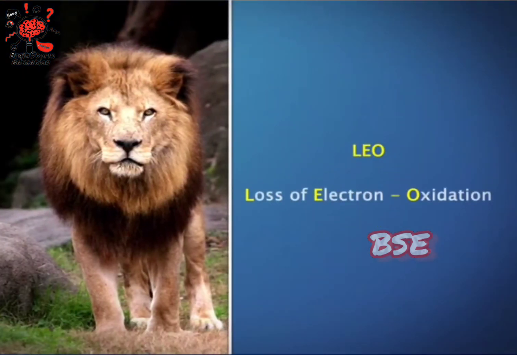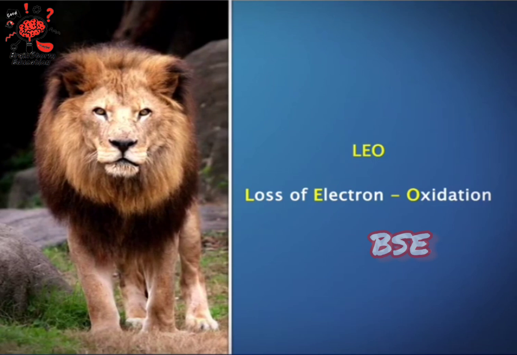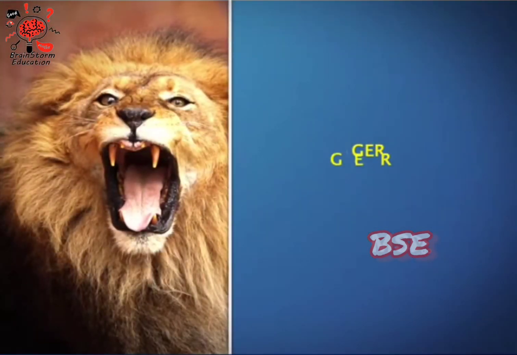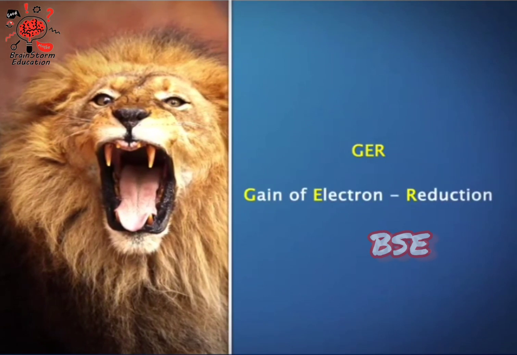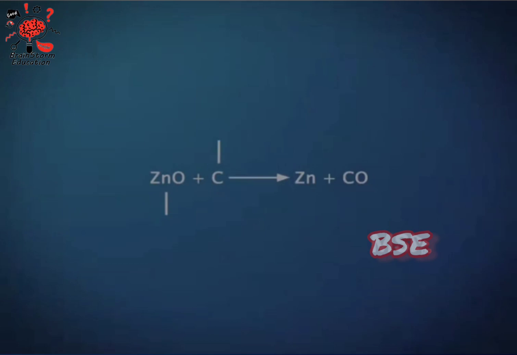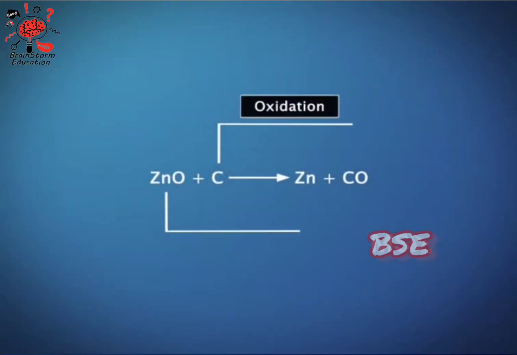The loss of an electron is oxidation. Gaining an electron is reduction. Oxidation and reduction occur simultaneously in a reaction. That is why it is called a redox reaction.